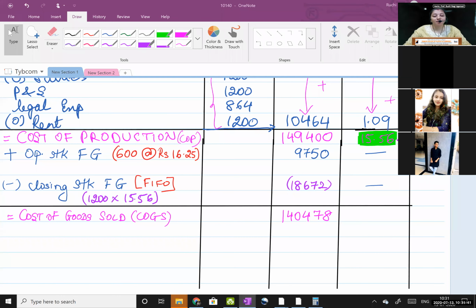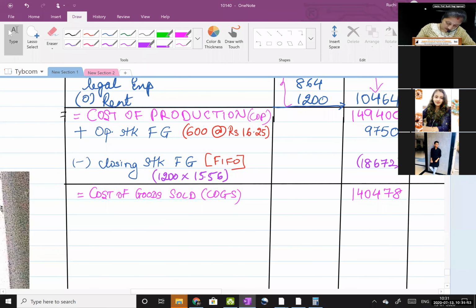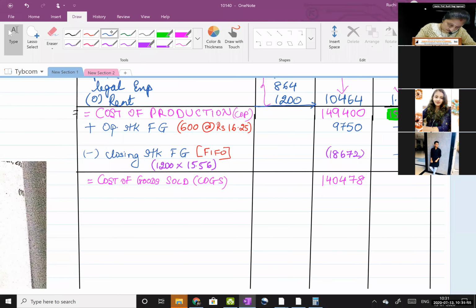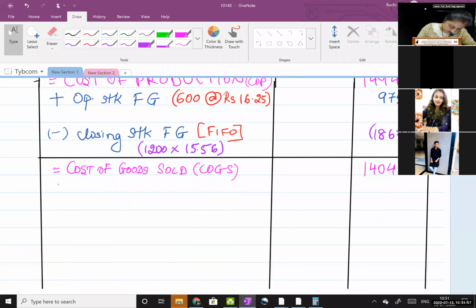So 1200 quantity multiplied with rate. Rate is how much? 15 rupees 56 paisa, the FIFO rate. Okay? This is done. And now the last part, the third one, selling and distribution overheads.